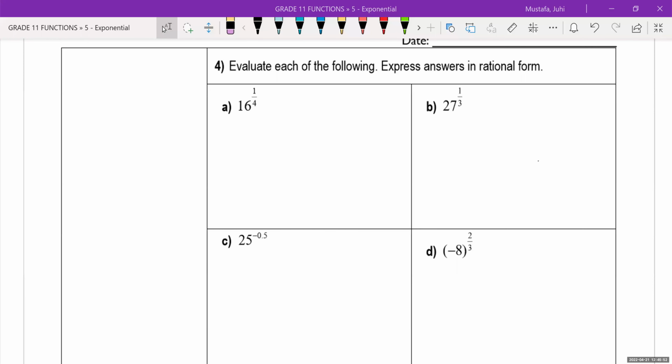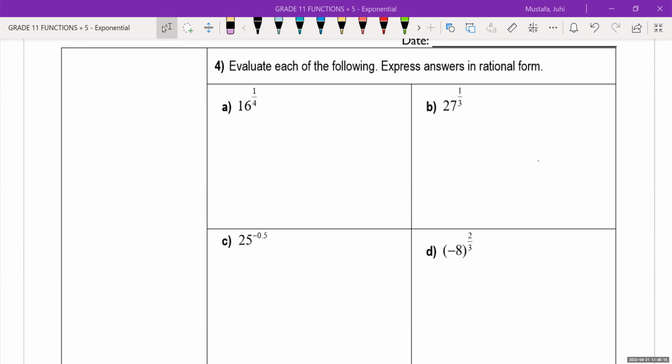For question number 4, it says evaluate each of the following, express answers in rational form. So we want to make sure we have our answers in rational form. And we don't have calculators. So if we had a calculator, this would be really easy. We would go 16 to the power of 1 over 4, or 0.25, and we get an answer right away. But we need to figure out a way to solve this question without actually using a calculator.